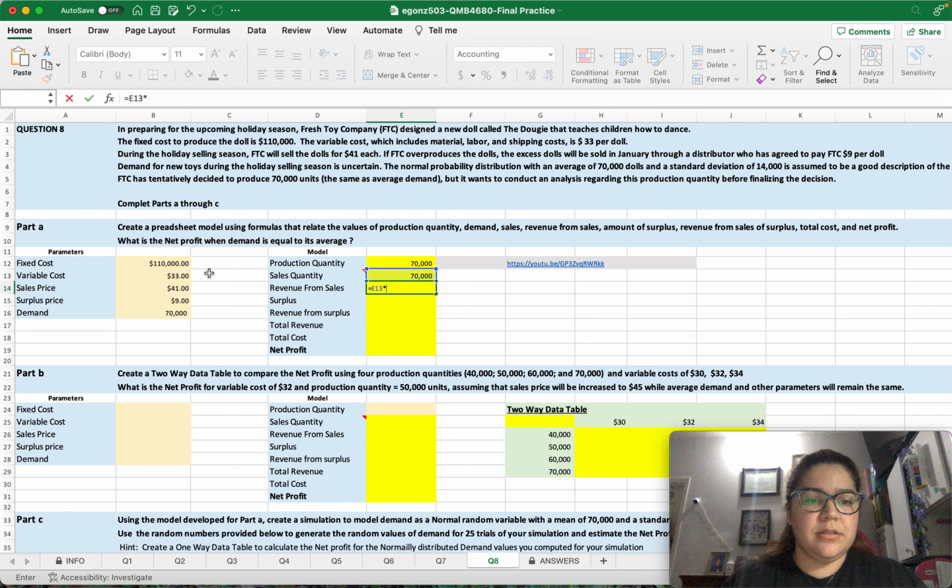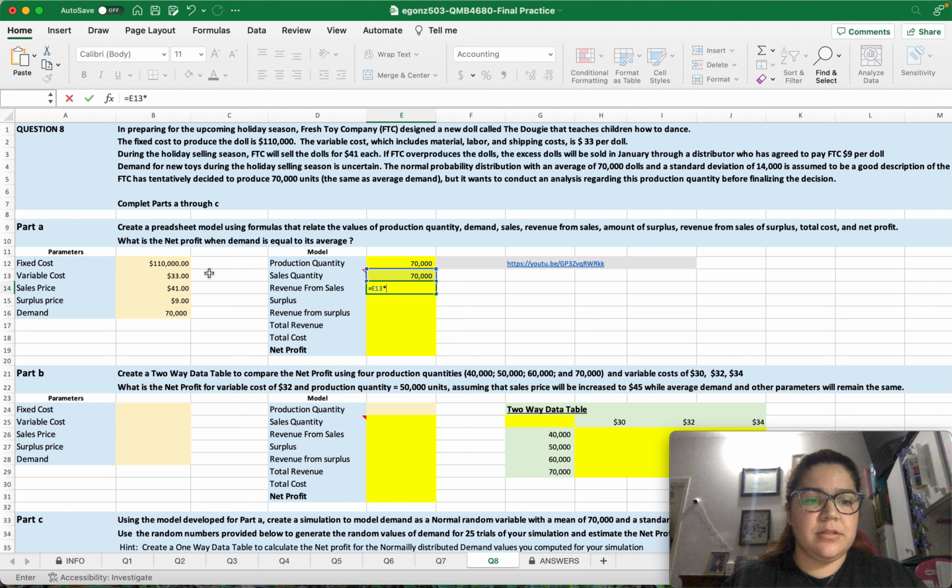Now to do this two-way data table, first thing we're going to do is reference the net profit. Why? Because they're asking us for the net profit. So in order for us to select this two-way data table, this is the way that I interpret it. I'm going to select the table. I'm going to go to Data, What-If, Data Table.